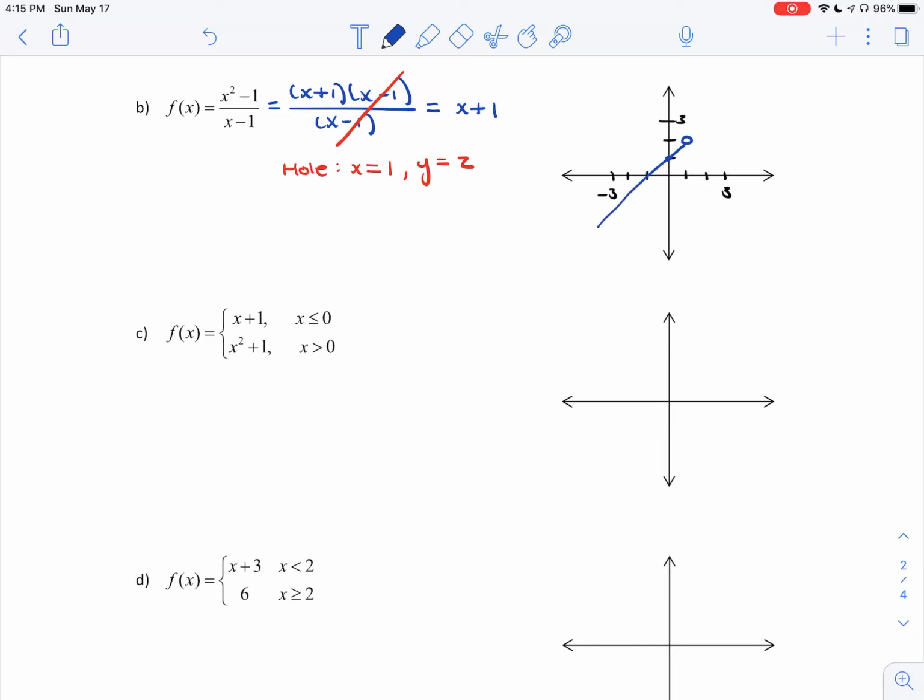Our graph is going to look something like that. All right, so the only place that our function has a discontinuity is at x equals 1, so it's going to be continuous everywhere else. So it would be continuous on the intervals negative infinity to 1 union 1 to infinity.